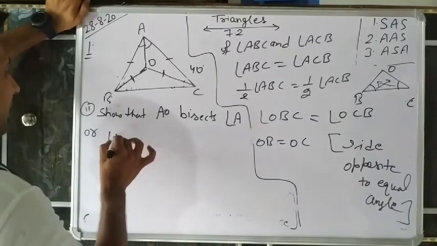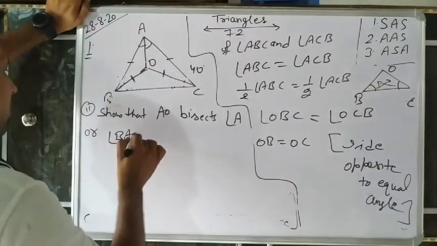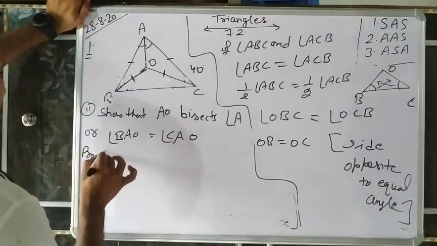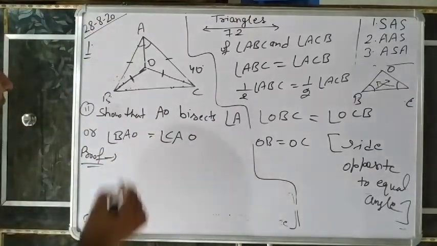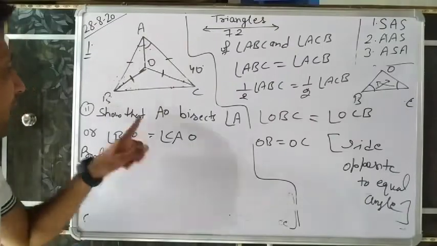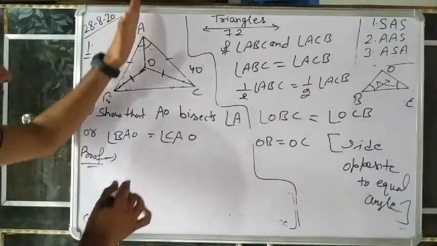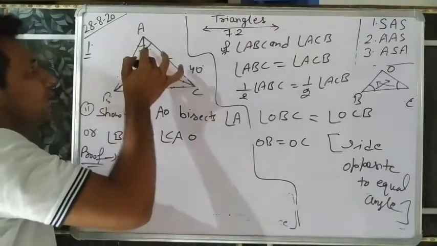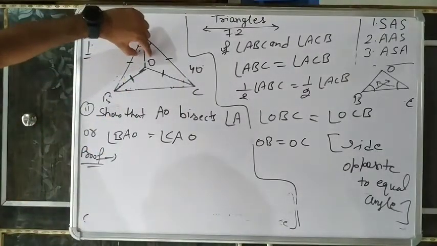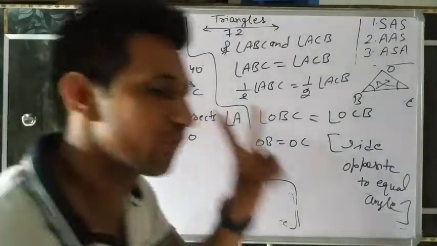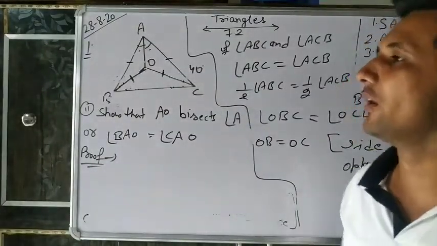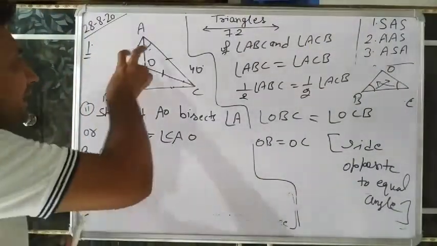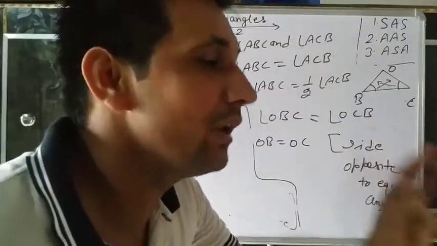It means angle BAO equal to angle CAO. And if you want to prove that two angles are equal, that this angle equal to this one, so that AO bisects angle A, we observe these two angles are in two different triangles. So we first have to show that the two triangles are congruent.